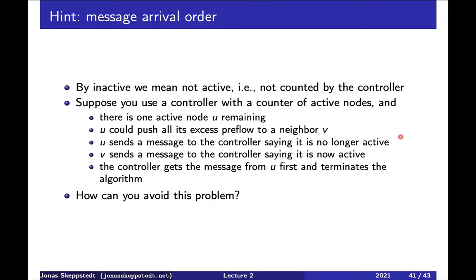Then what can happen is that the message from U reaches the controller before the message from V. So when the controller sees that U is no longer active, it can terminate the program, and that was not intended, since V would soon become active. So how can this be solved? Well, that's an interesting thing to think about, but I will not tell you.